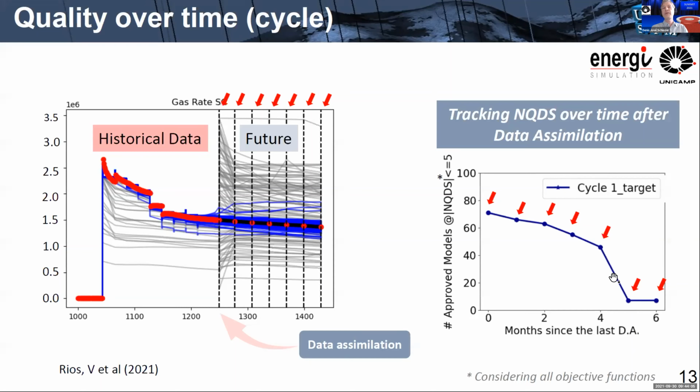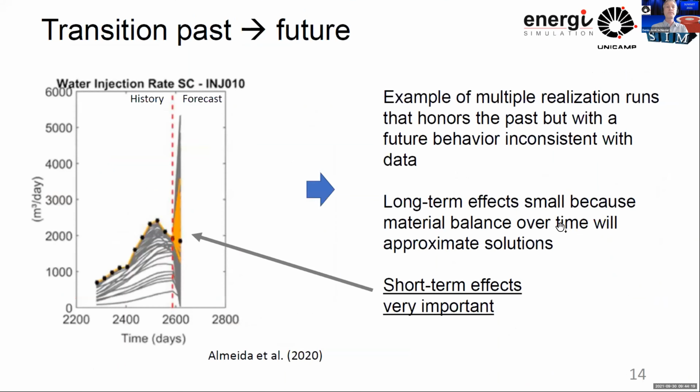And after 5 months, something happened. For example, the water breakthrough happens in a certain well and so on, and the models are not good anymore. So it's very important for us to detect this moment and change the models. Otherwise, the short-term models will not be good.